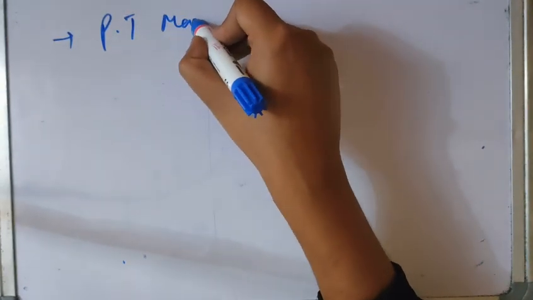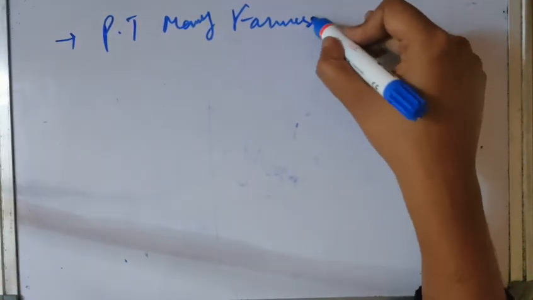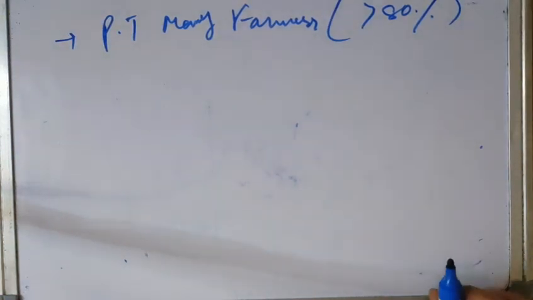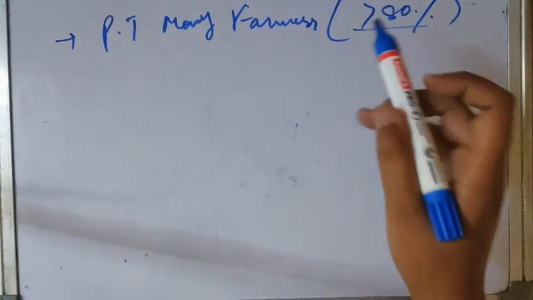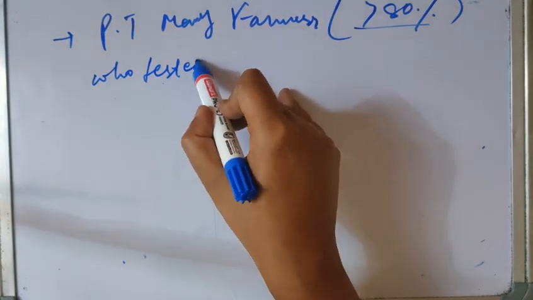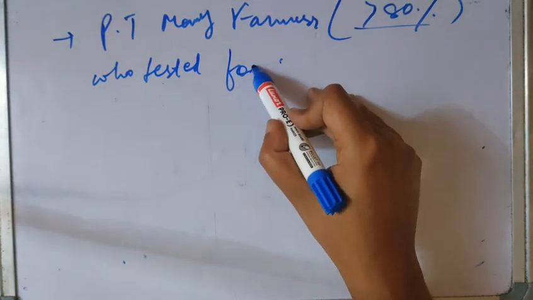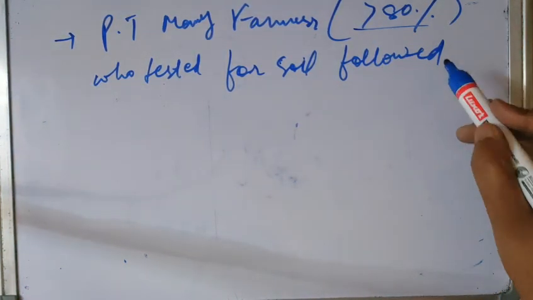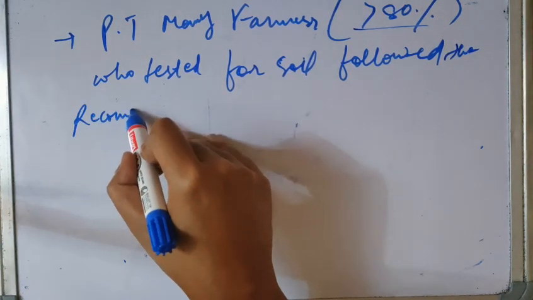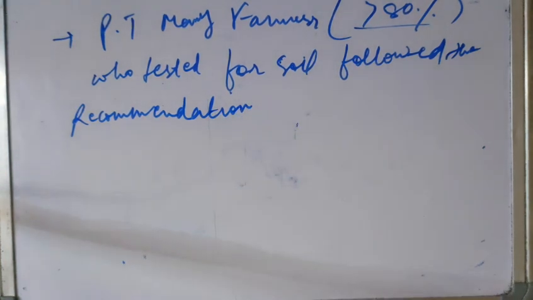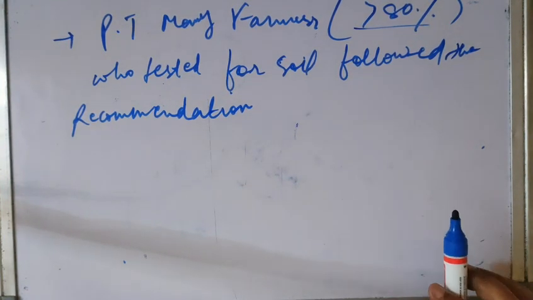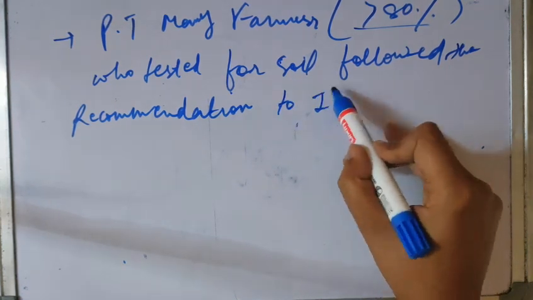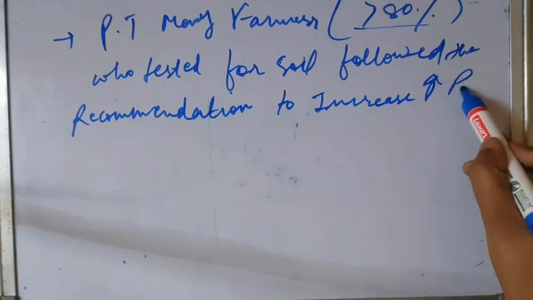Now you can also add some data like this. With proper testing, more than 80% of farmers who tested their soil followed its recommendation. Suppose 10 farmers are testing their soil, more than 8 are following the recommendation. So we can see the effect, the change. They followed it to increase their production, and they have shown an increase in production.